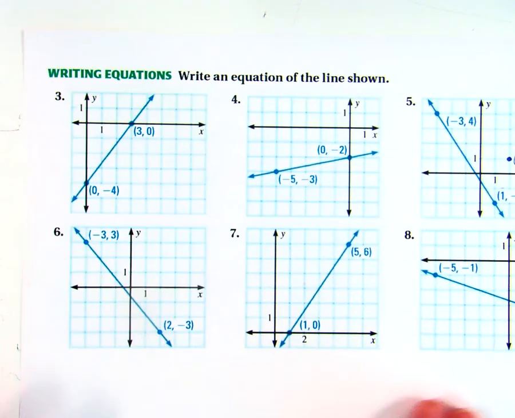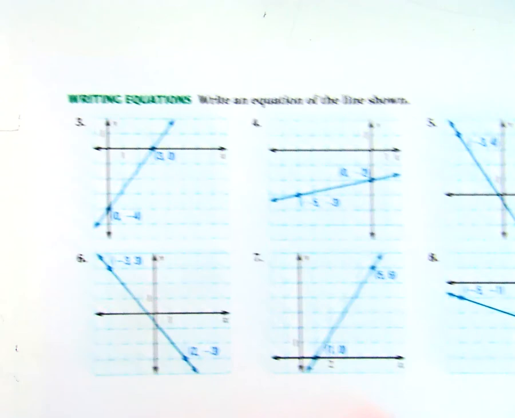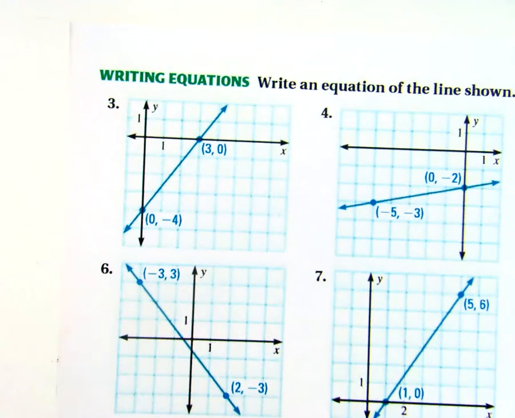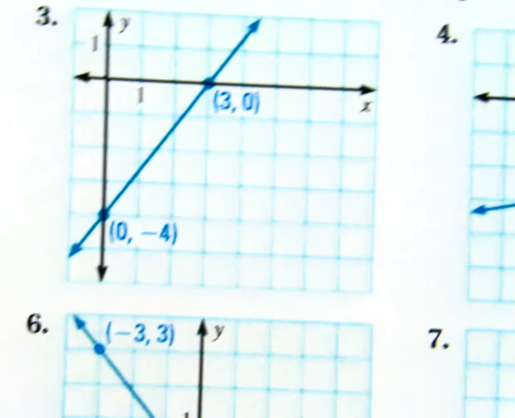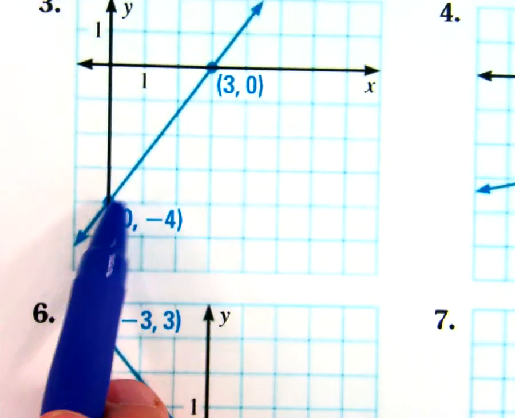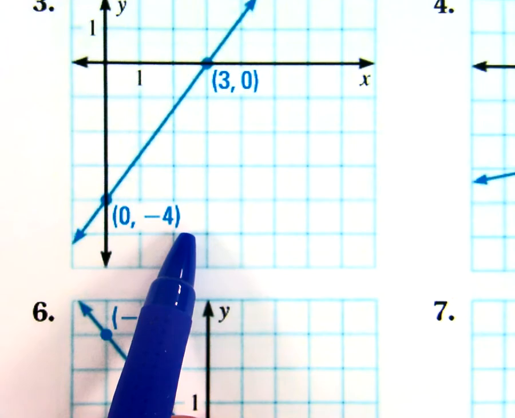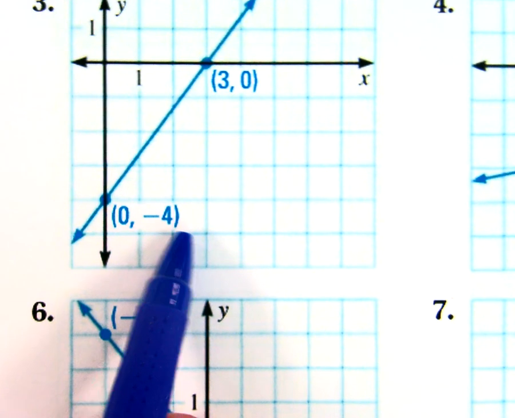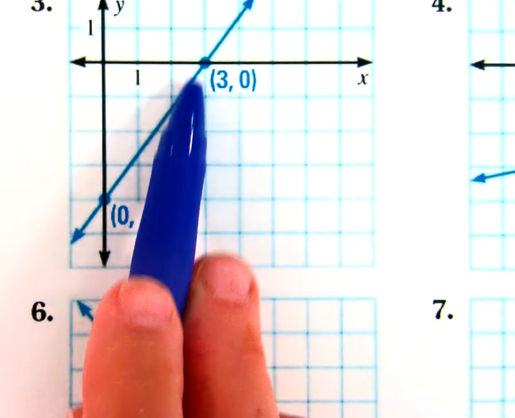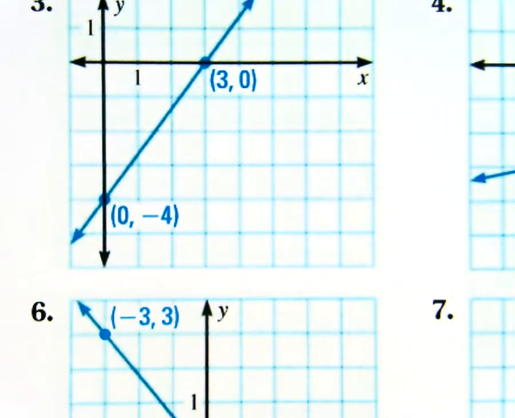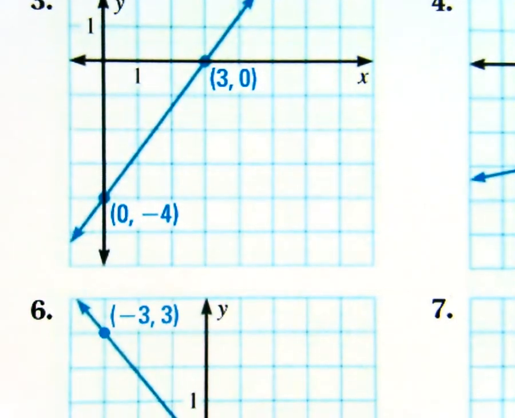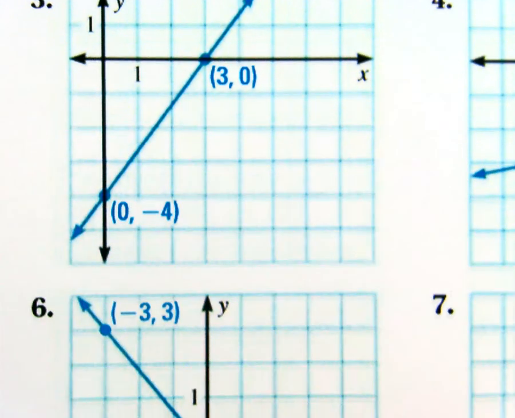How would we write equations? Different ways to do it. For example, with this one, since you have the y-intercept, the slope-intercept form might be a convenient way to do it because you know the intercept at the y-axis is -4. You can count pretty easily and get the slope and plug that in, substitute it into the slope-intercept form.